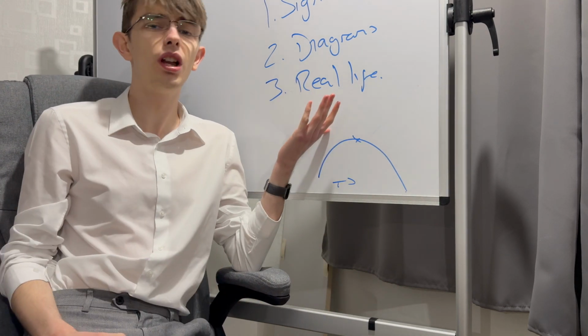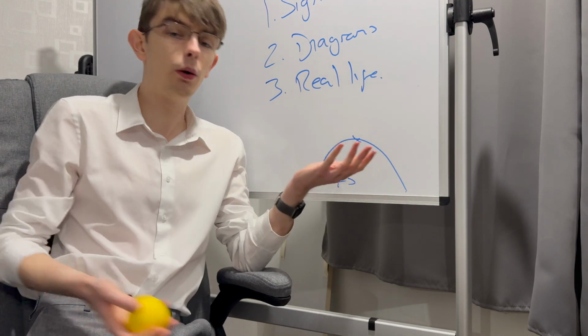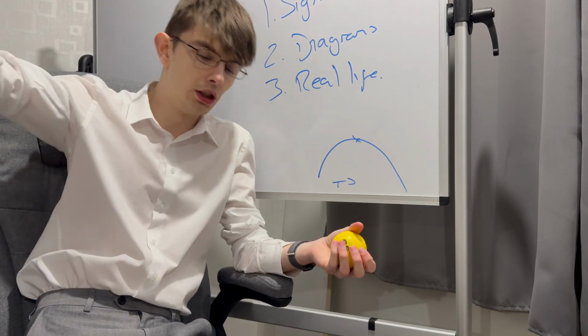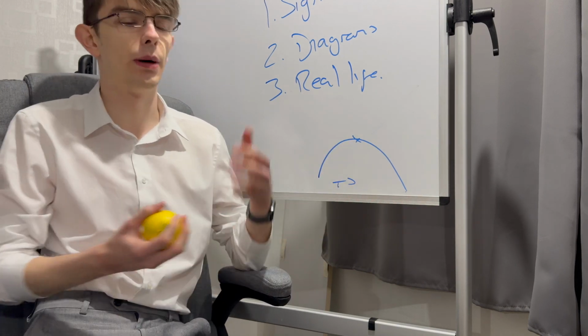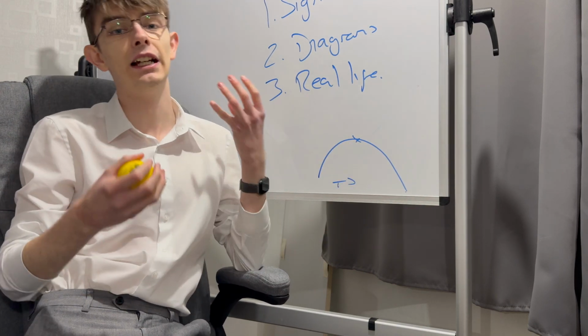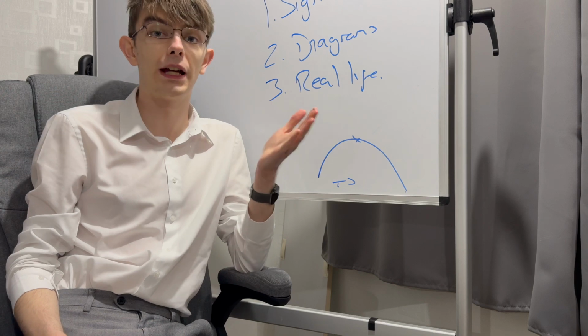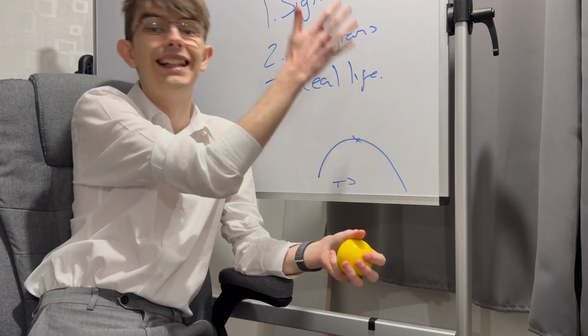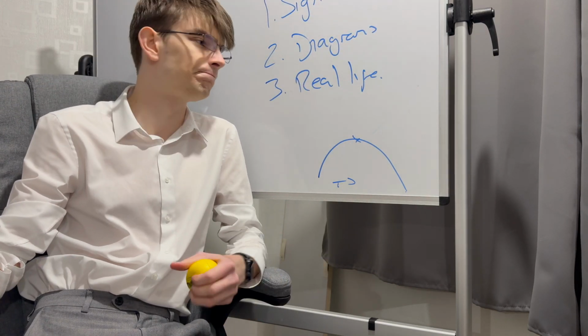This is happening in real life. We can visualize it. We know how a ball moves. We know how a golf ball moves through the air. We know how a car moves and how a plane flies. We know these things. We should be able to use them. And that kind of ties in with the diagram.